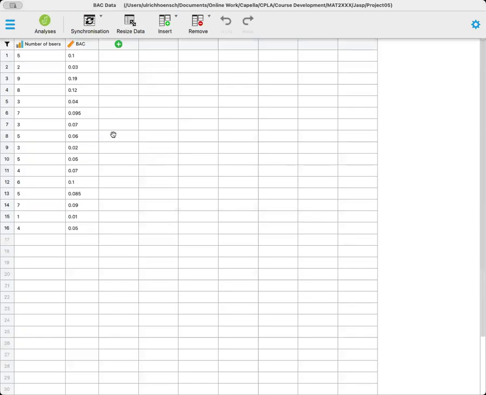So basically what you can see here is a relatively small data set that involves 16 participants in a study. Each of them was randomly assigned a number of beers to drink in, of course, a controlled environment. And then what was also measured for each of these participants is the blood alcohol content 30 minutes later. And so basically we have two quantitative variables. And what we can do in this case is a regression analysis.